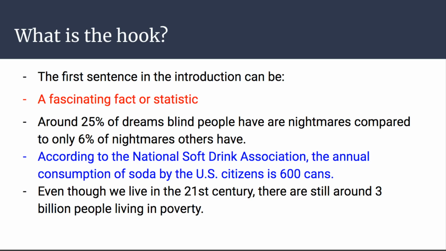So even though we live in the 21st century, there are still around 3 billion people living in poverty. Again, this is a shocking number of people living in poverty. And again, it's giving that idea of, we think we live in the modern world in the 21st century. However, a lot of people are kind of not living in the 21st century with us. So again, we're using statistics and facts, but they've got to be interesting or shocking or surprising, or something that your reader has never thought about before. All right, next.